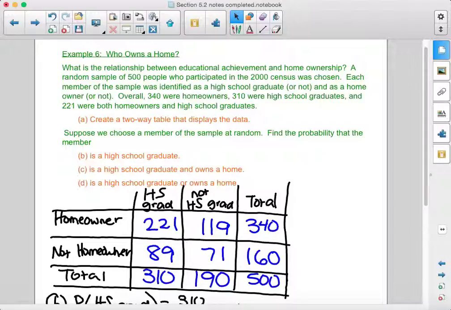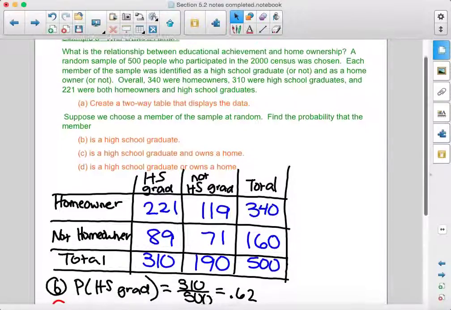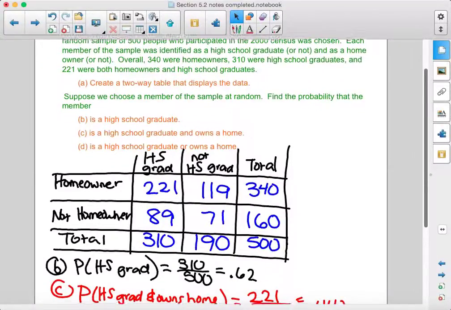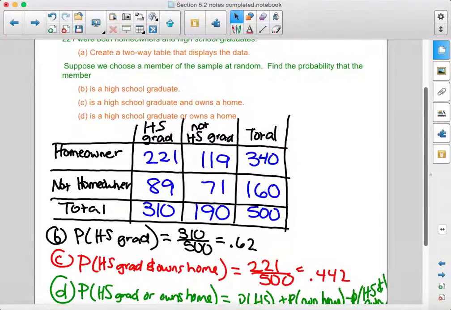That was part A. Now using that, part B says, find the probability if we chose a member at random that the member is a high school graduate. Well, we take the total number of high school grads over the total number of people, so 310 over 500 equals 0.62. If you had a question like this on the AP Stats exam, you definitely, absolutely have to include the fraction form first. In fact, you could leave your answer just as 310 over 500. But if you just gave your answer as probability of high school grad equals 0.62, you would not get full credit on a free response question because the graders have no way of knowing where you got that number.